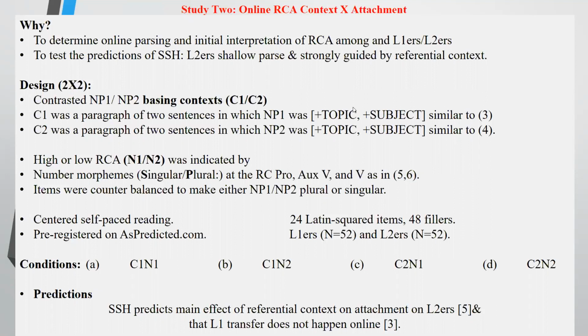And so we had 4 conditions. In condition A, the context was biasing towards initial attachment, and then the RC was attached to the first NP using number, and condition B is the opposite, and so on and so forth. The prediction is that the shallow structure hypothesis predicts a main effect of referential context on attachment in L2ers, and that L1 transfer does not happen online.